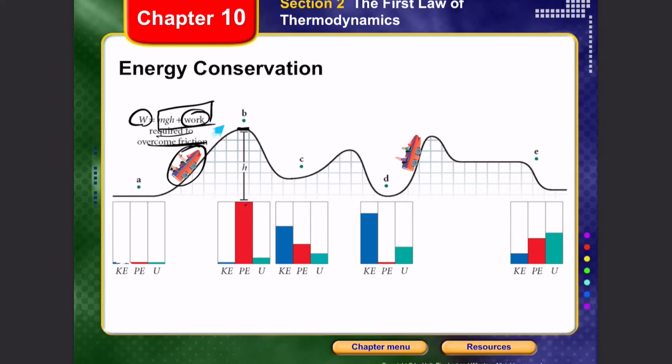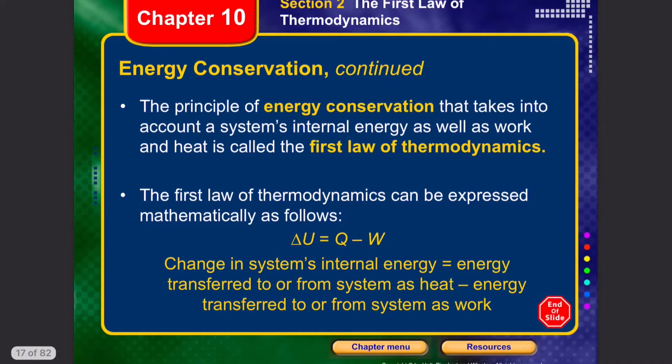Now once the car starts moving, as the potential energy decreases, it converts into kinetic energy, but there is also a loss of energy due to friction, which is in the form of internal energy. So the internal energy starts increasing rapidly, and finally the kinetic energy becomes minimum and you have both potential and internal energies. Now the principle of energy conservation that takes into account a system's internal energy, as well as heat and work, is called the first law of thermodynamics.